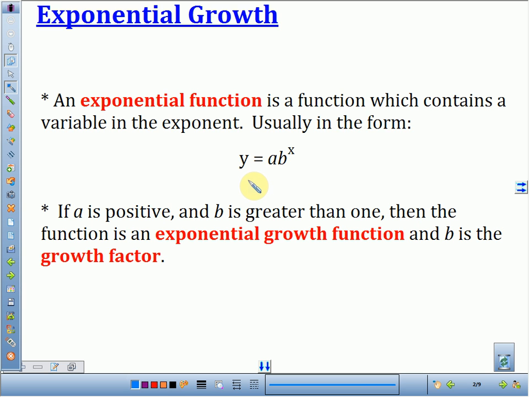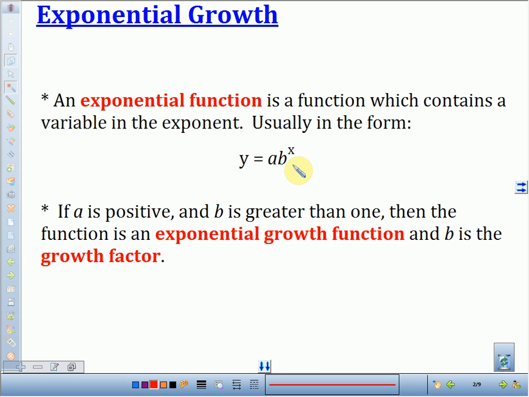So it would be a times b to the first, a times b to the second, a times b to the third, so on and so forth. Exponential functions tend to rise very quickly because the exponent is changing. And we'll see exactly what that looks like in just a minute.